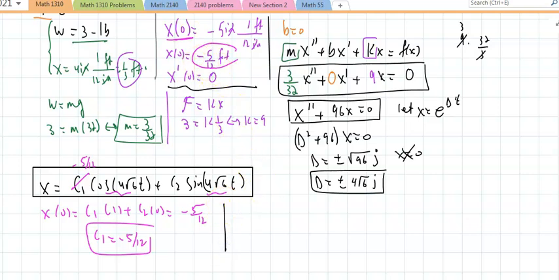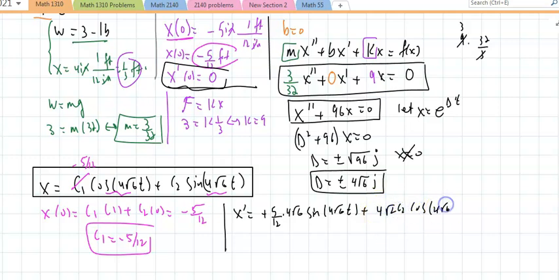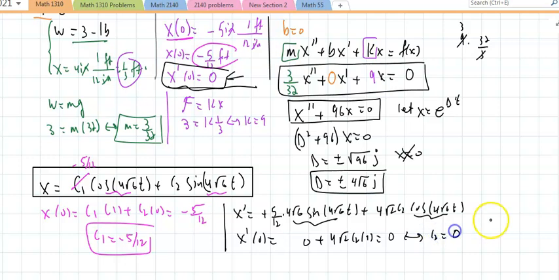x prime of 0. So what's x prime? X prime is negative 5 over 12 times 4 radical 6, the sine of 4 radical 6 t, plus 4 radical 2 c sub 2, the cosine of 4 radical 6 t. And x prime of 0 would be, well, that's a 0. That is a 1. That will be 4 radical 2 c sub 2 times 1. And that equals 0, which indicates that c sub 2 equals 0.